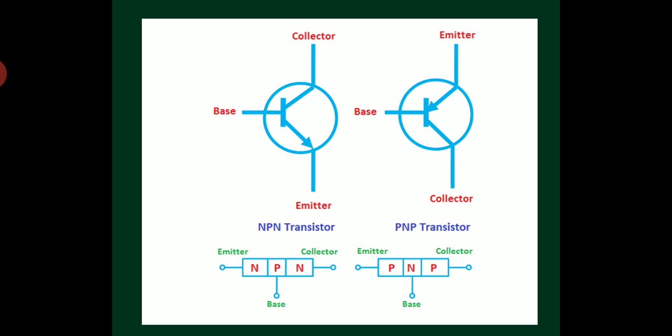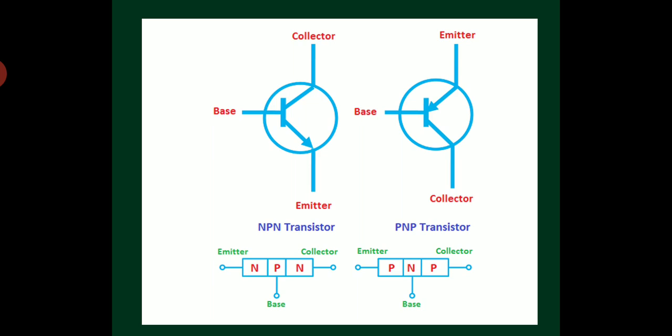There is one shortcut to remember whether the transistor is PNP or NPN. For a PNP transistor, the arrow mark is pointed inside. PNP, pointed in. Okay.